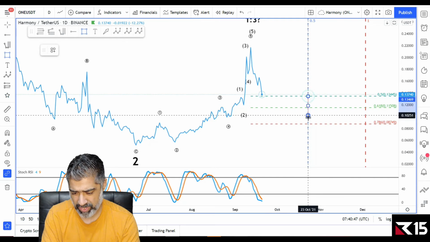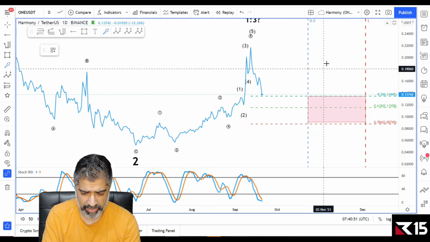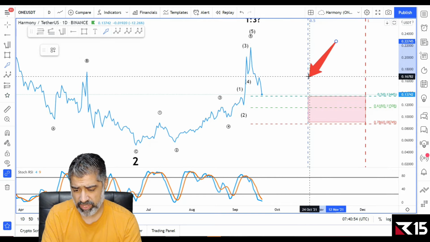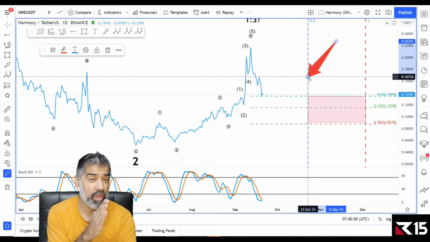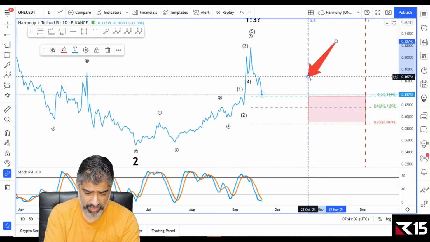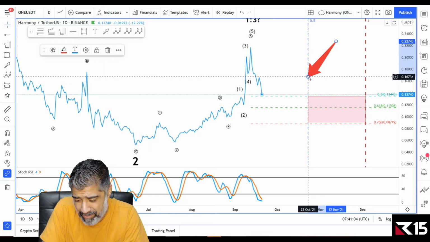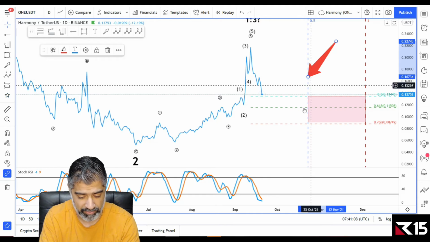So what this tells me is, I will assume, based on this analysis, that the correction is not going to be complete until the time goes beyond October 23rd. Now that might seem like a short time or a long time, I don't know, but we can just be very objective. And we always anticipate a minimum of 3 waves.